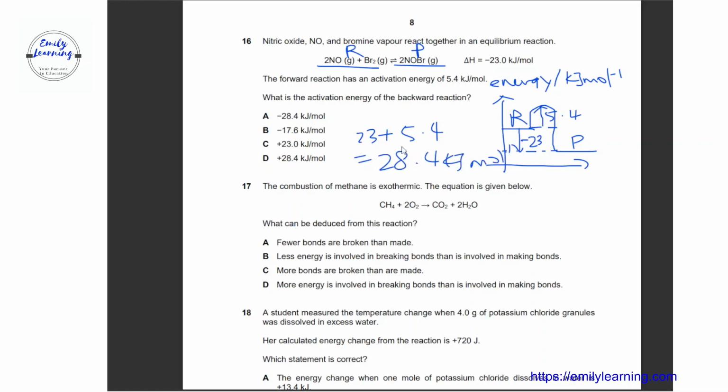Activation energy is always positive because you need to gain the energy in order to overcome the energy barrier for the reaction to take place. So activation energy is definitely plus, so anything that is minus is out. So the answer is D for question 16.